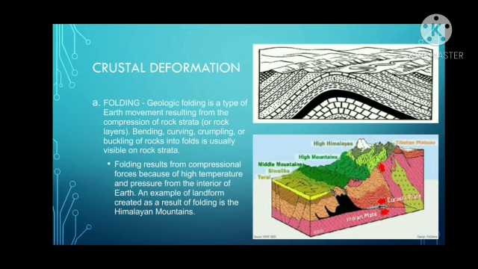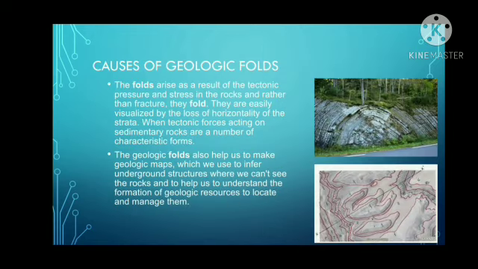That's why the bending, curving, crumpling, or buckling of rocks will turn into different types of faults. It's usually visible in the layers of rocks, or the rock strata. Causes of geologic faults: faults arise as a result of tectonic pressure and stress in the rocks, and rather than fracture, they may fault.